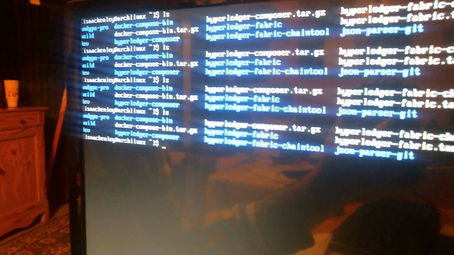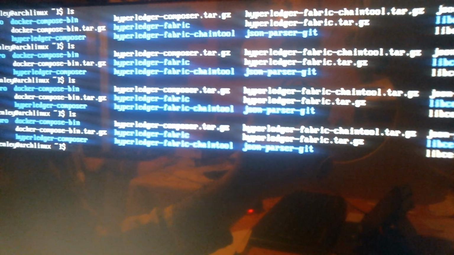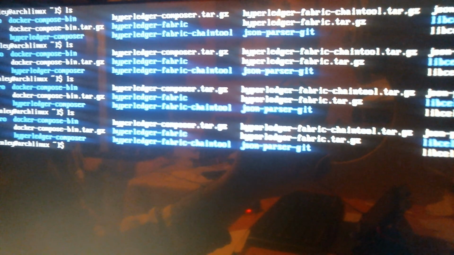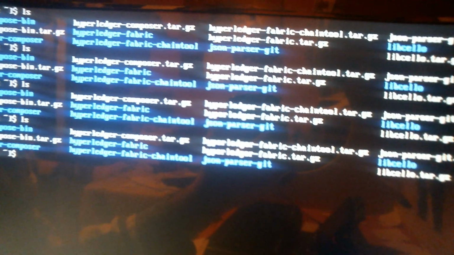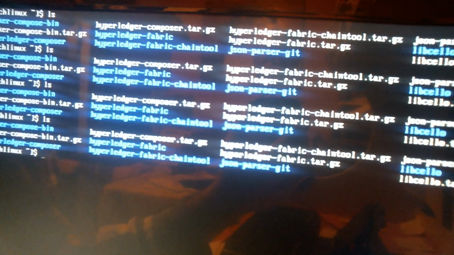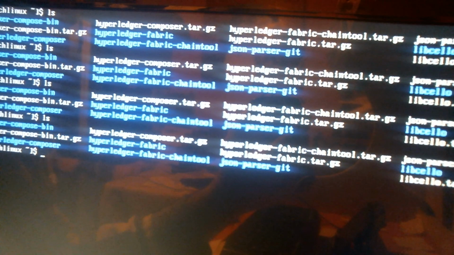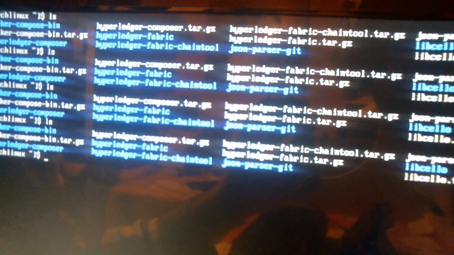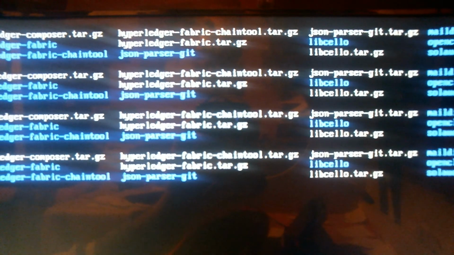You can see I have the Docker Compose bin, the Hyperledger Composer, Hyperledger Fabric. I also have a Hyperledger Fabric chain tool, although I took a look at that and there wasn't much I was able to do with that. I might have to configure that. A lot of these are going to be needing some configuration, and as I do that, I'll be posting more videos. You're also going to need libcello.